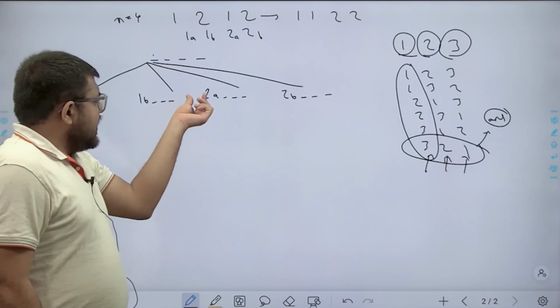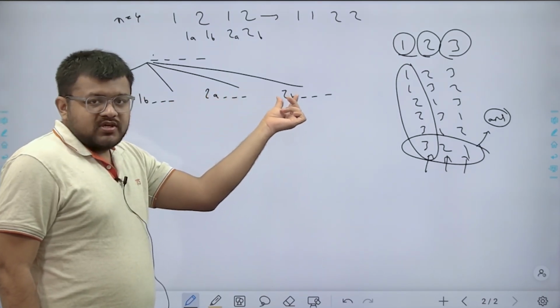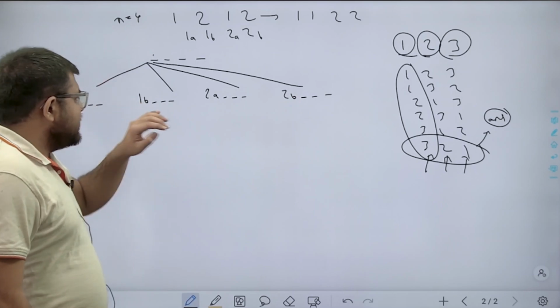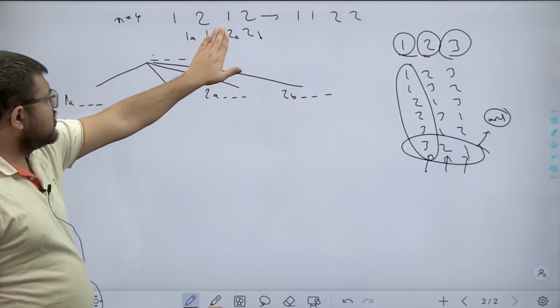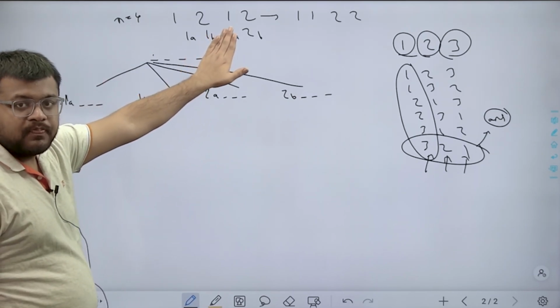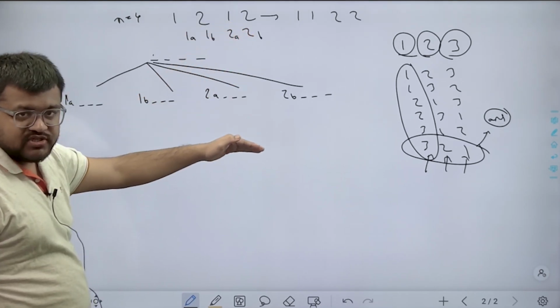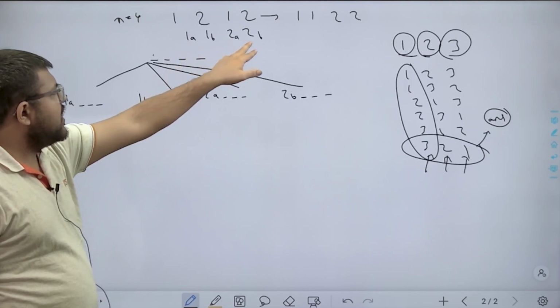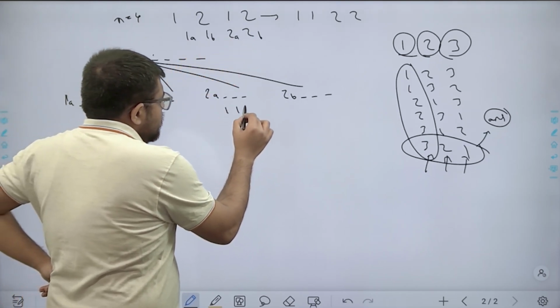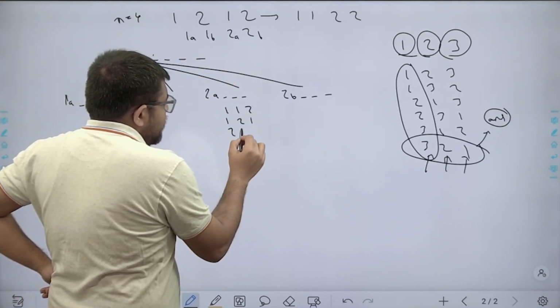Does it make any difference if I place this 2 or this 2? What I am trying to say is, if I place 2A here, the remaining is 1, 1 and 2. So with these 3 elements remaining, I will have some permutations here. With 1, 1 and 2, I will have 1, 1, 2; I will have 1, 2, 1; I will have 2, 1, 1.